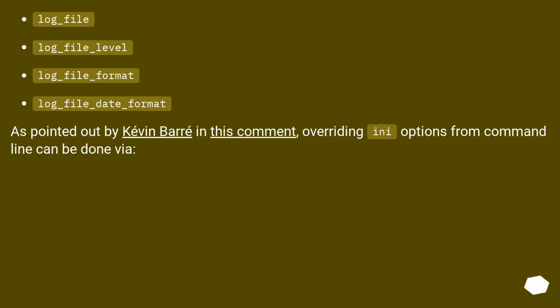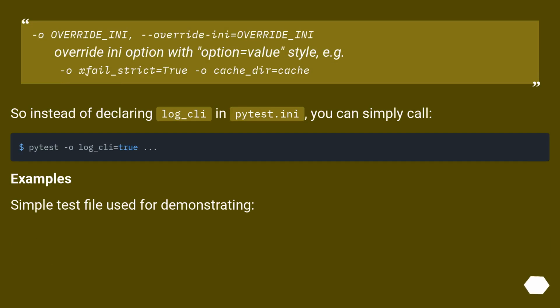As pointed out by Kevin Bar in this comment, overriding any options from the command line can be done via -o override_ini, or --override-ini, with the option=value style. For example, -o xfail_strict=true, -o cache_dir=cache. So instead of declaring log_cli in pytest.ini, you can simply call it from the command line.